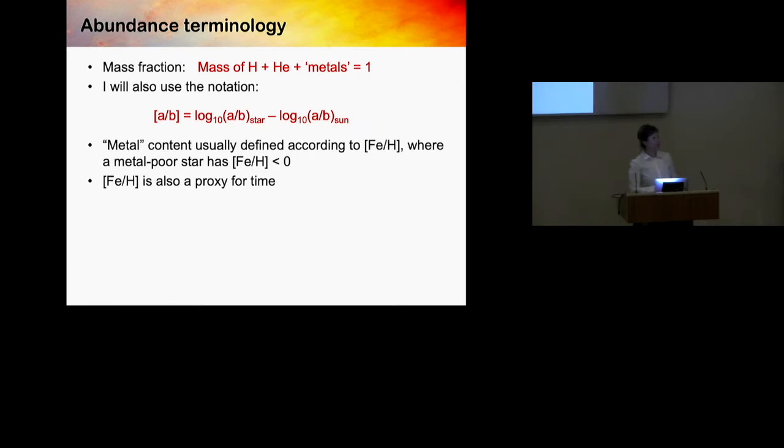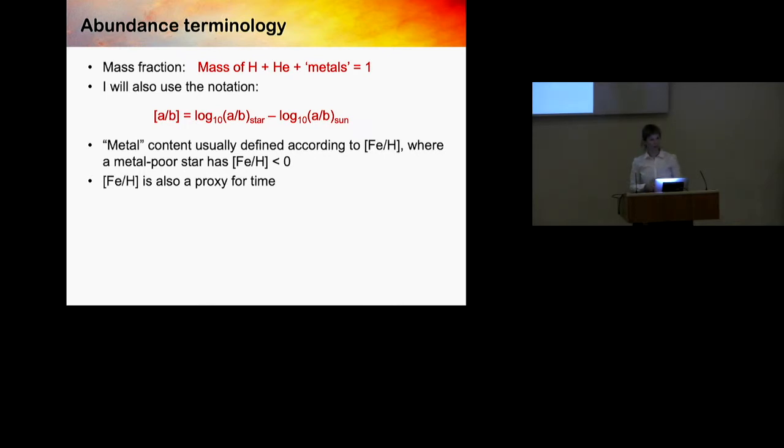But I'll also use the spectroscopic notation, which is that square bracket notation. This is something that is derived, so when people take the spectra of a star and they derive the elemental composition, they use square bracket notation. So this is the ratio of two elements compared to the ratio in the sun. And this is what I'll be using.